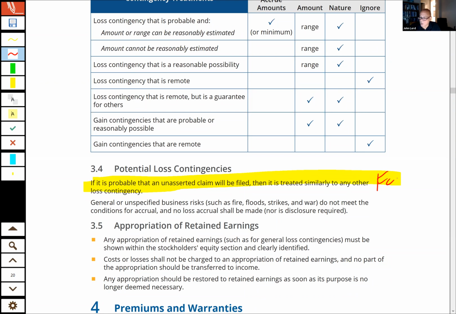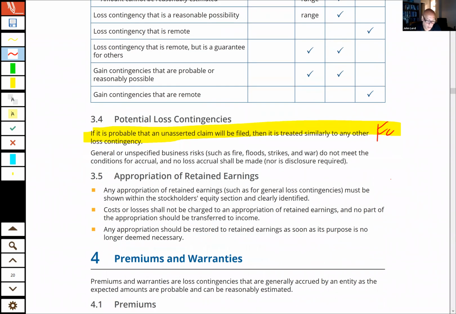Okay, good. Go ahead and flashcard this too, right here. You don't have to sit there and say, well, I felt the earth shake last night and I think the big one's coming, so let me put a loss contingency for that. No. Okay. All right. Premiums, warranties.